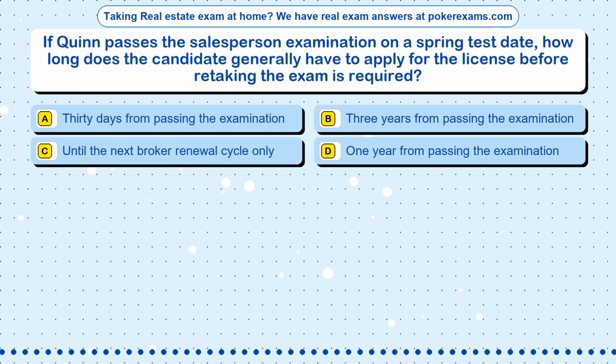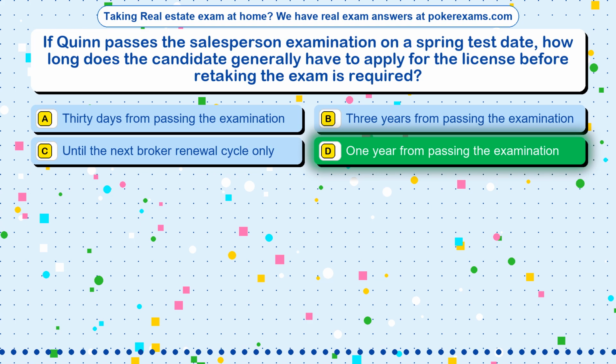Question 8. If Quinn passes the salesperson examination on a spring test date, how long does the candidate generally have to apply for the license before retaking the exam is required? Option A, 30 days from passing the examination. Option B, 3 years from passing the examination. Option C, until the next broker renewal cycle only. Option D, 1 year from passing the examination.